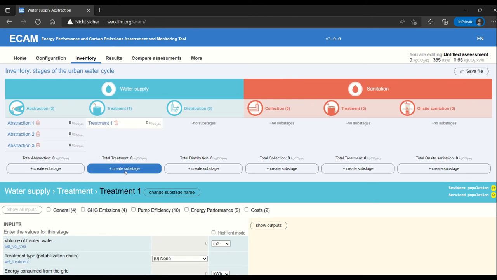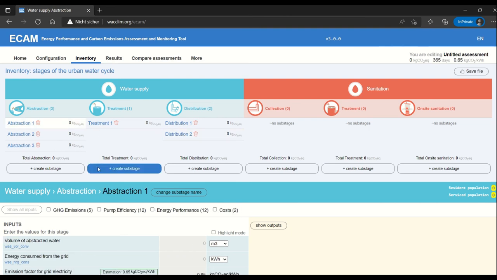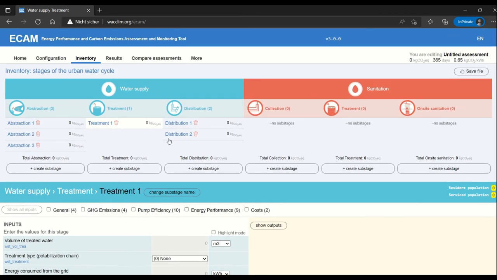Anything that's not entered in a substage won't be considered in your evaluation. So if I want to evaluate, for example, three different abstraction methods, one treatment plant, and two different distribution systems, for whatever reason, I would have to enter data into all of these different areas individually.